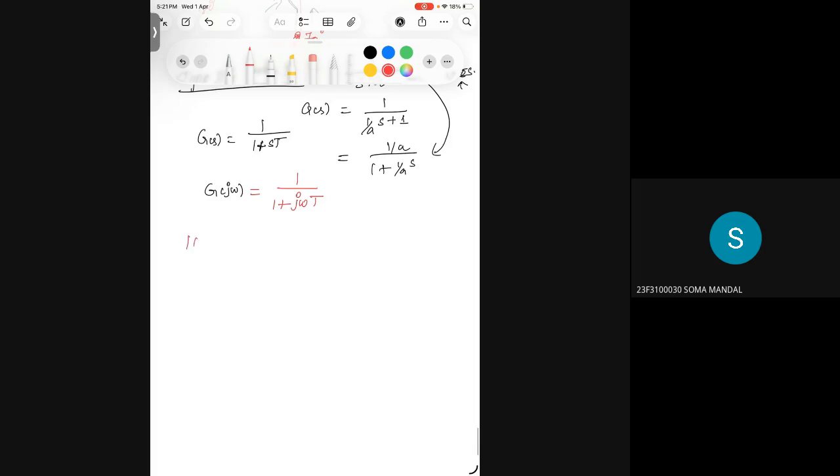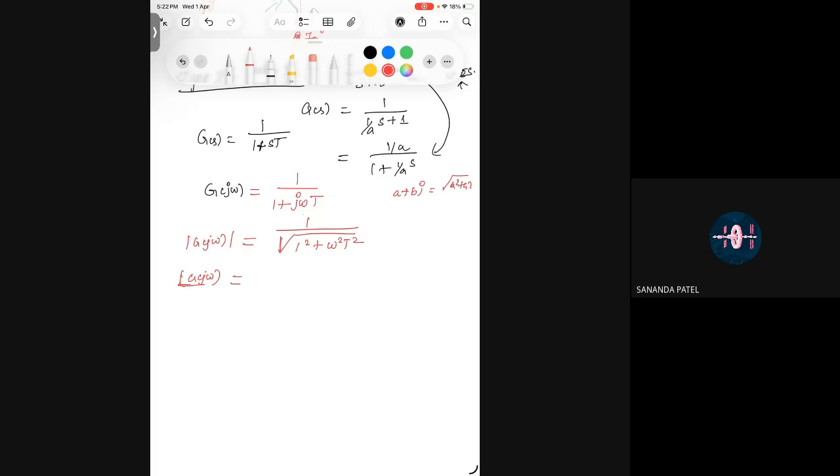Now you find the magnitude and the phase for the same system. If I write this in magnitude form, how will it be? For a plus bj, it will be the root of a square plus b square. So for this, it would be the root of 1 square plus omega square T square. So this is the magnitude of my transfer function. It will be 1 by the root of 1 plus omega square T square.